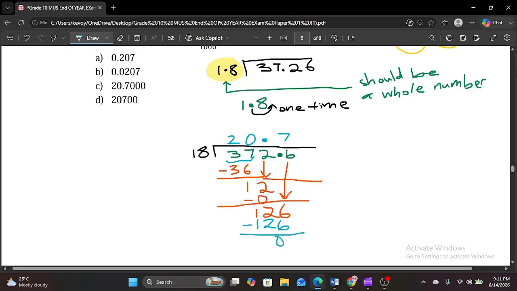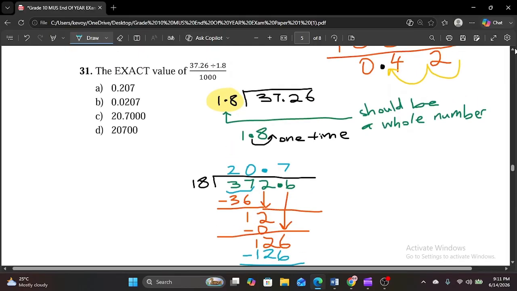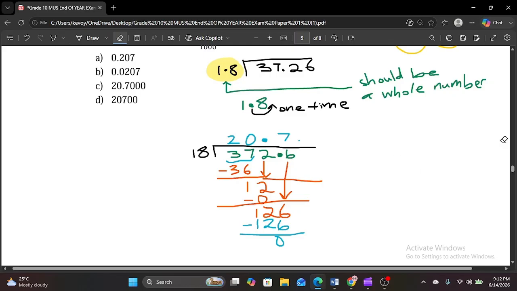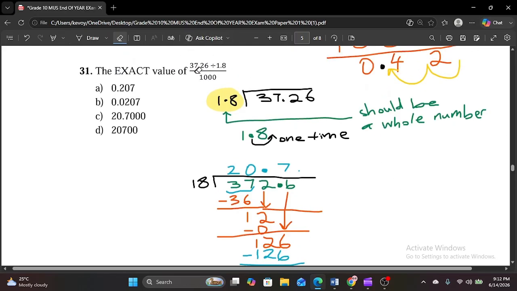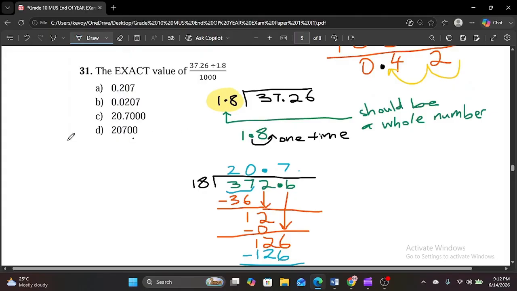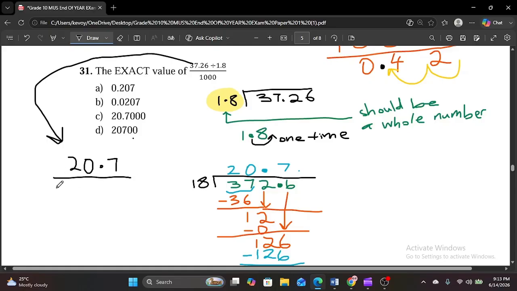So the answer is going to be equal to 20.7. So 20.7, but remember that all of it is being divided by what? 1,000. So let's quickly put that into the equation right here. I'm going to rewrite my equation after I simplify, after I have done the division. So that's going to be 20.7 divided by 1,000.